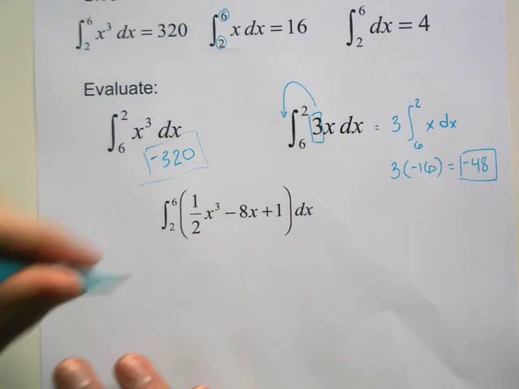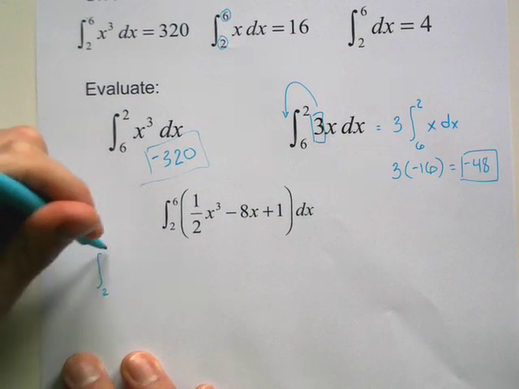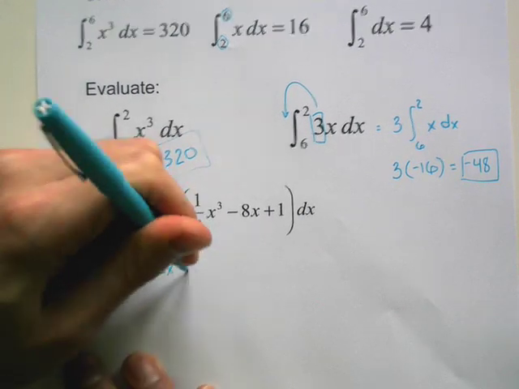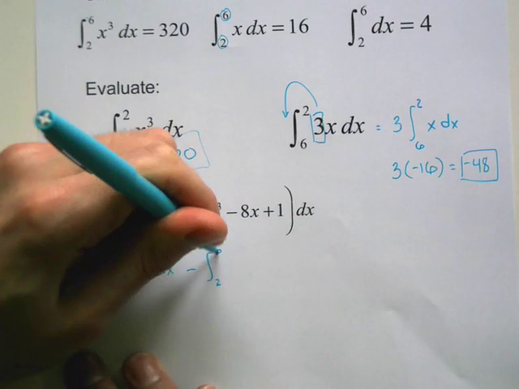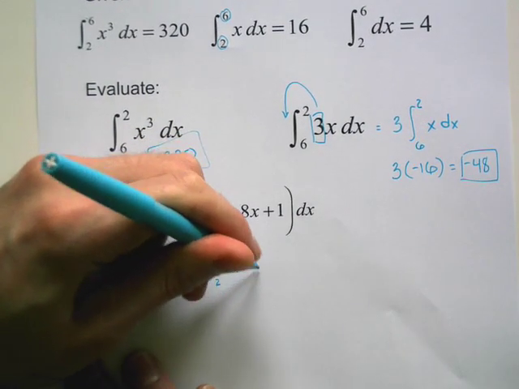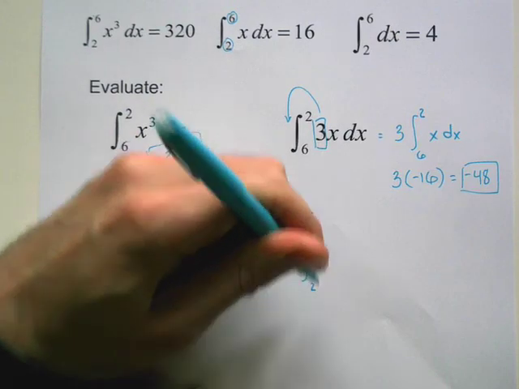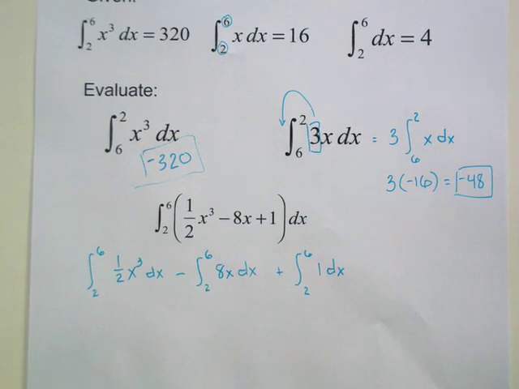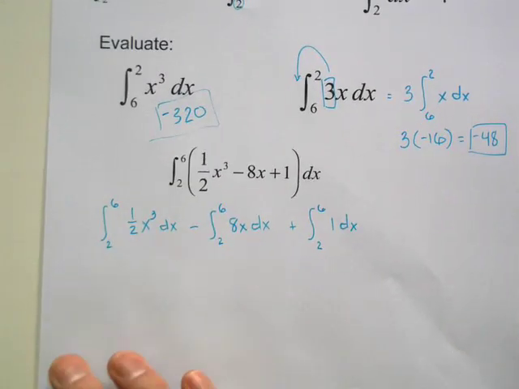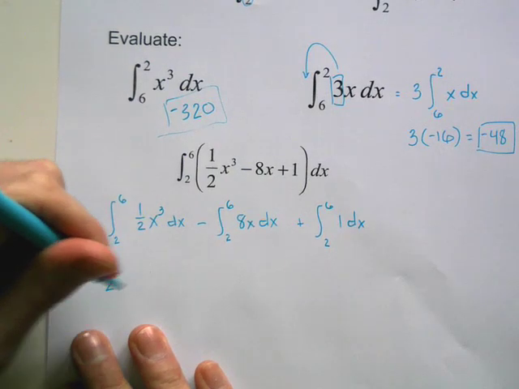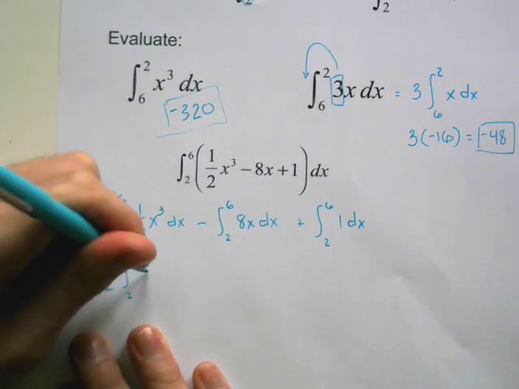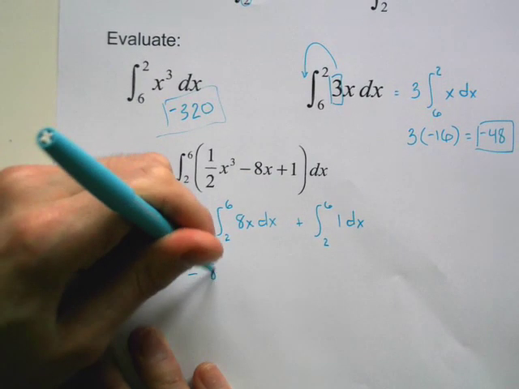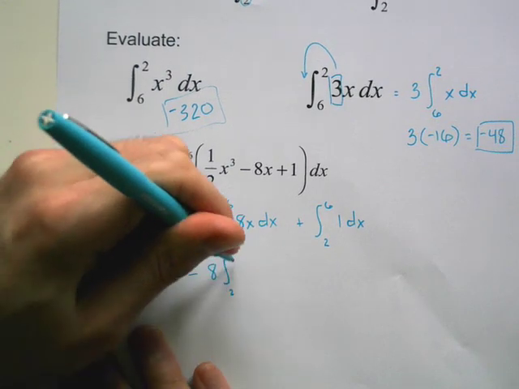And that becomes -48. So if you got -48, you got that right. Okay, now this last one, again, it's just going to take a little bit of work to chop this up. This would be 1/2 x to the third dx minus 2 to 6, 8x dx plus integral from 2 to 6 of 1 dx. Okay. Now, when we break this down further, we've got some constants we can pull out. So this is 2 to 6, x to the third dx, which is good. That shows up at the top of our page. I'm going to take the 8 out, and that's just going to be x dx, which is also good.